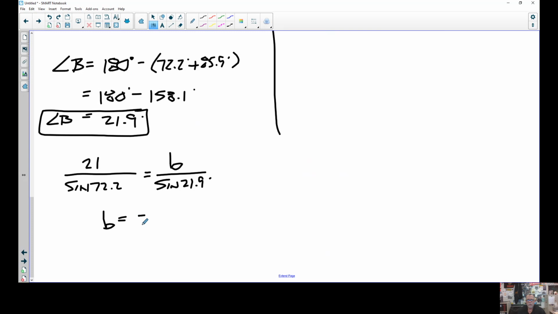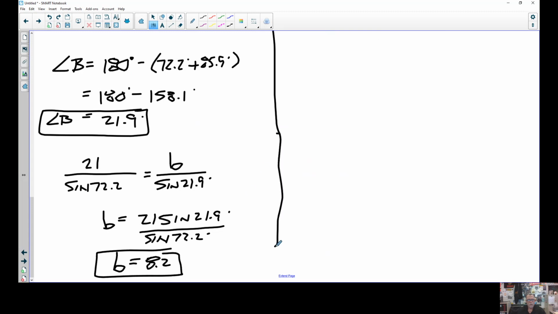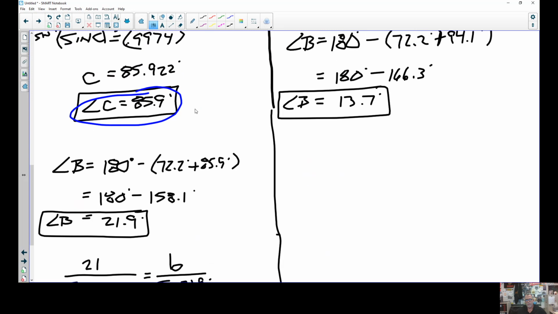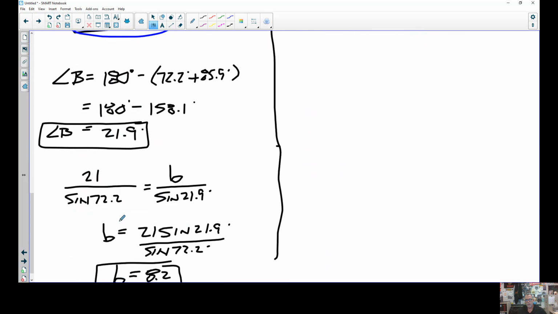And then we can say B equals 21 sine 21.9 degrees over sine of 72.2 degrees. And that means B equals, let's see. Again, double checking that your calculator's in degree mode. And we should get 8.226, so we'll call it 8.2. So a length of 8.2 for B. And that's all of the first triangle. We found the three missing pieces, both the angles and the side that's missing.